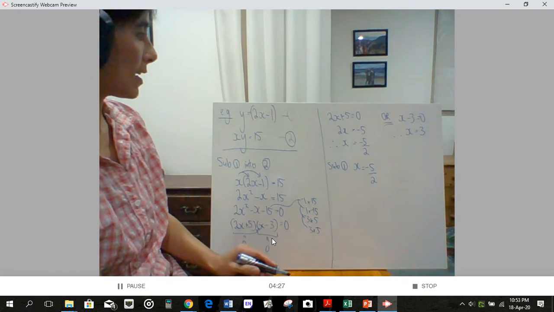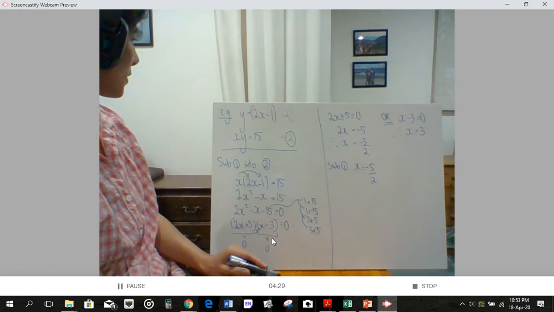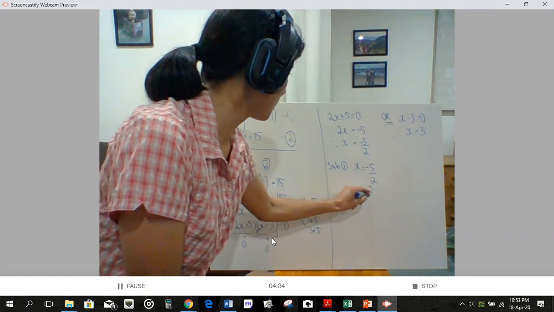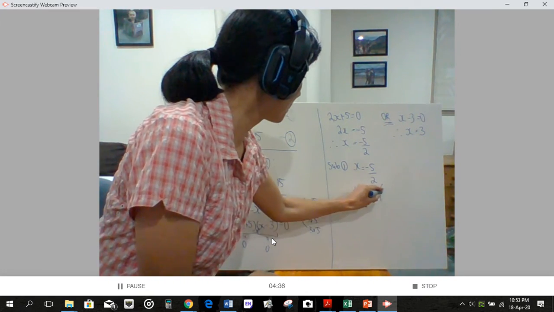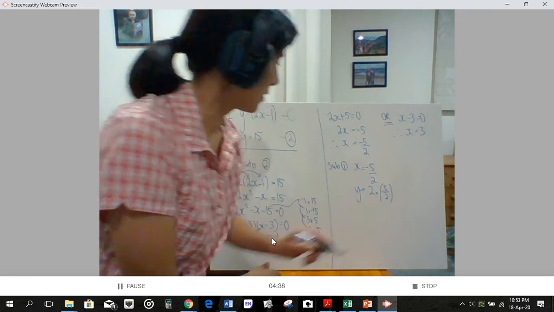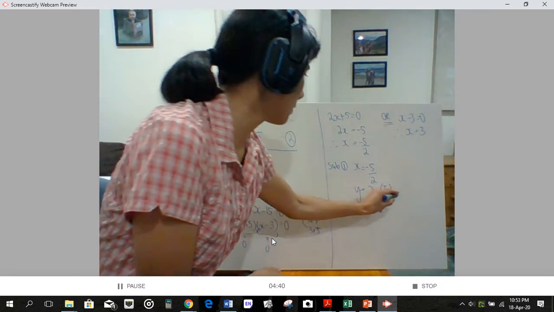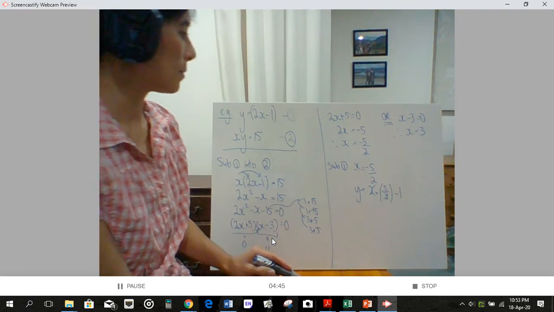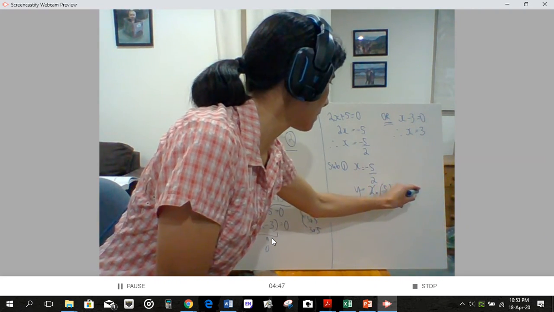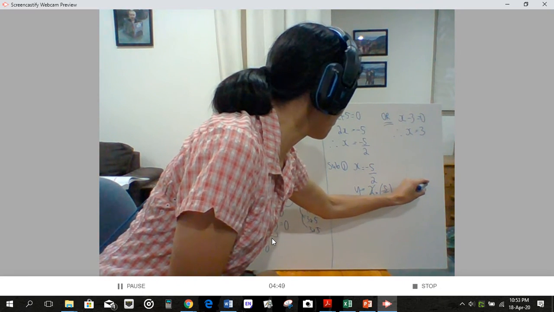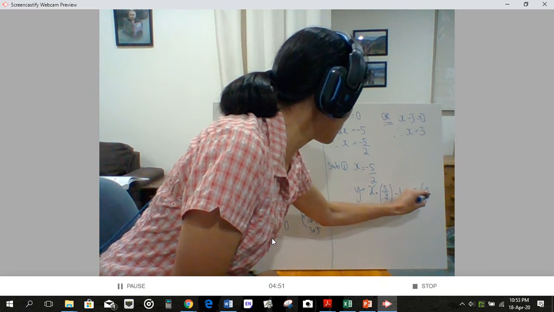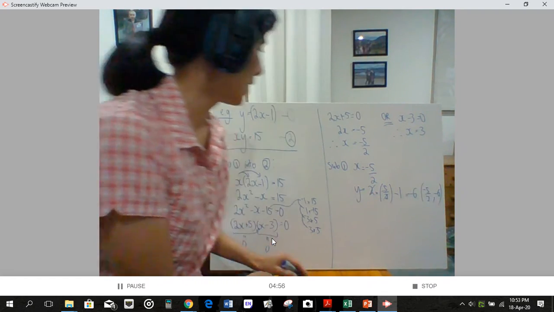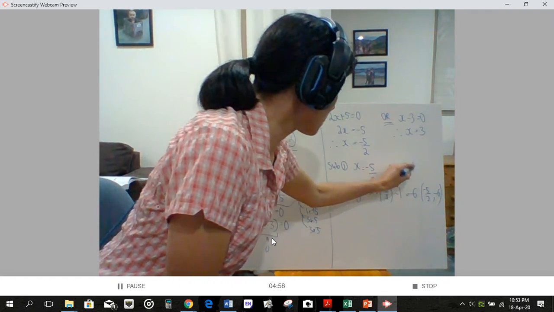So at x equals -5 over 2, substituting into equation 1, we would get y is equal to two times -5 over 2 minus 1. So 2 divided by 2, you've got -5 minus 1, so that's -6. So that's our first coordinate, -5 over 2, -6. Let's put that down there.